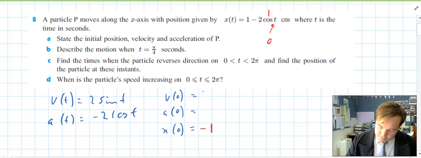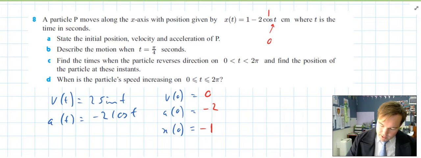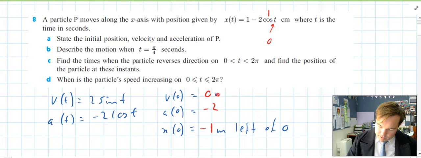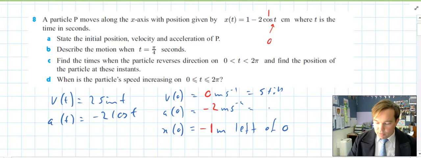Then velocity. Velocity is 2 sine t, which means we let t equal 0. Sine of 0 is 0, 2 lots of 0 is 0. It's not moving, so there's 0 velocity. Then acceleration is minus 2 cos t; cos of 0 is 1, minus 2 times 1 is minus 2. So our initial conditions are 1 meter left of the origin, 0 meters per second velocity, so it's standing still, and minus 2 meters per second squared, so it's accelerating at 2 meters per second squared away from the origin, further to the left.